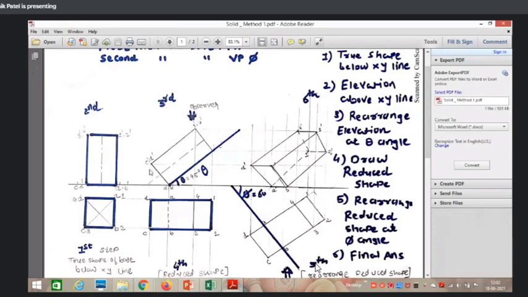Take a vertical projection from each corner. Similarly, from the first step, draw the horizontal projections where it meets. Then you will draw the reduced shape. Okay, clear?